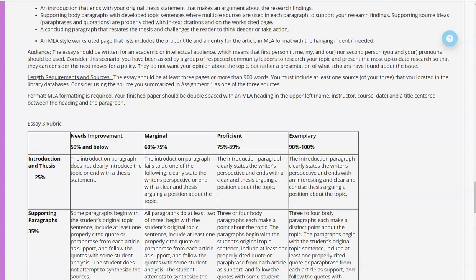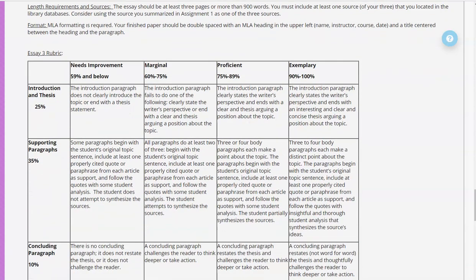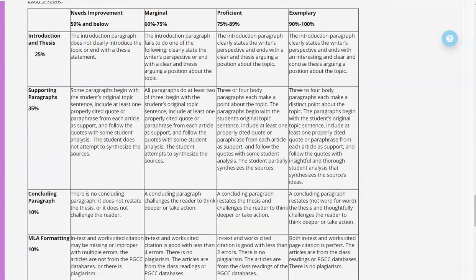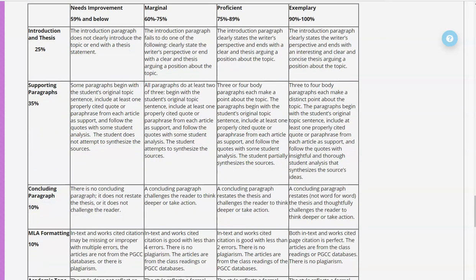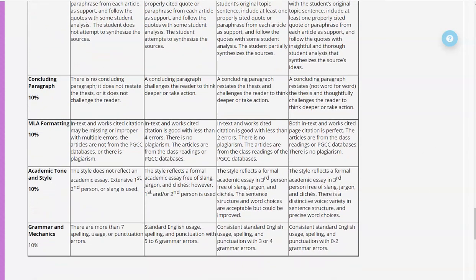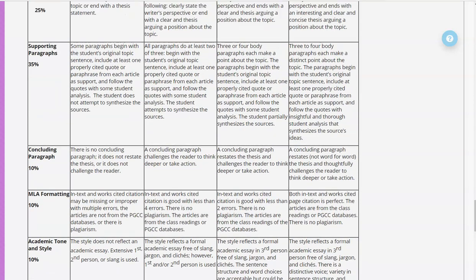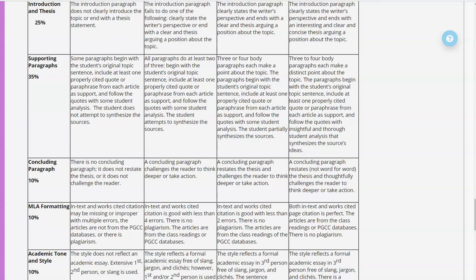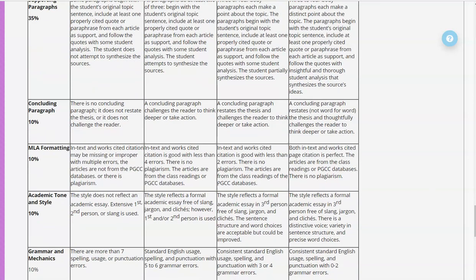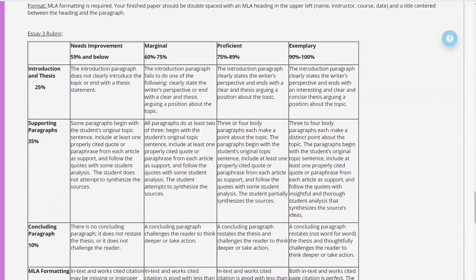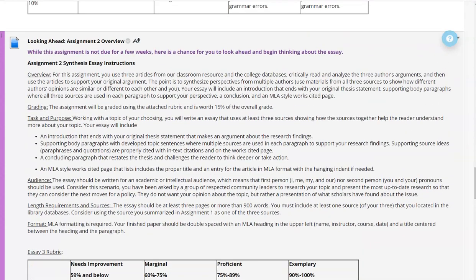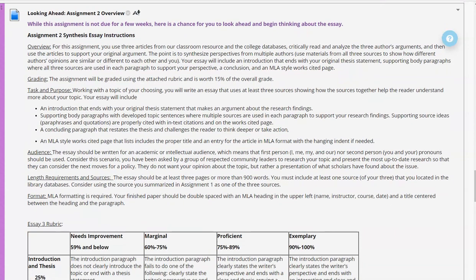Notice your introduction and thesis are worth 25% of the grade. Your supporting paragraphs are 35%. And then you have a conclusion, MLA formatting, academic tone, and your grammar and your mechanics. So it's important to understand how this is going to be graded. You need 3 sources, and we'll talk more about this as we're moving forward.